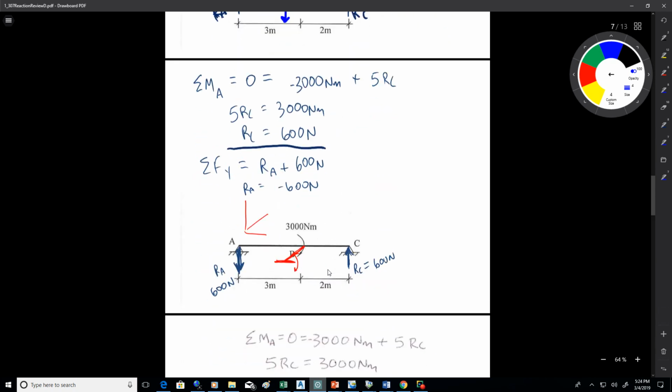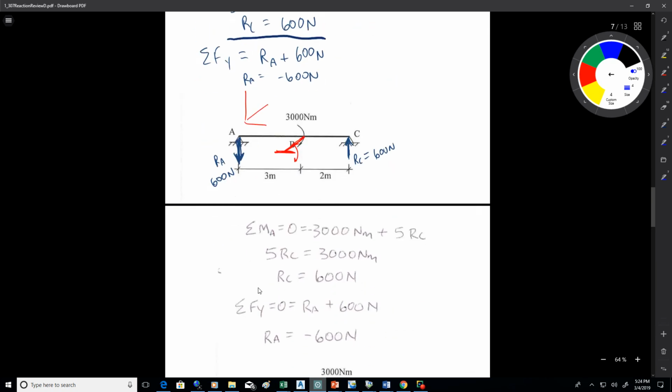All right, here we go. So we're going to have 3,000 clockwise again, so it's negative. Plus 3 and 2 makes 5 times RC. So 5 RC is 3,000, RC is 600 newtons up. Then I can go sum of Fy equals 0, and I'm going to have RA, which I assumed up, plus 600 is 0, so RA is actually negative 600. So what I've got there is I'm twisting this beam. I'll think of it as like a bar. I'm pushing it down hard at C, so C reacts upward. And I'm pulling it up from A, so A pulls it back down to prevent it from moving. Okay, so that's what's going on with that one.